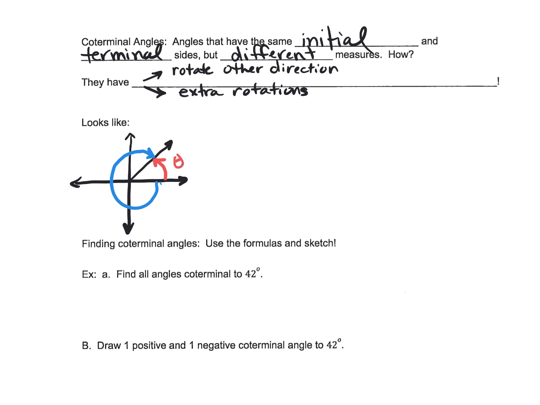So if this guy is theta, how do I find the one in blue? How many degrees is in a full circle? Say it louder, Carlos. 360. Yes. So this guy would have to be the 360 degrees minus whatever the red one was, whatever theta was, right? That would be one angle that could be coterminal. So that's the rotate the other direction one. Now, we've got another possibility. I said extra rotations is the other possibility.